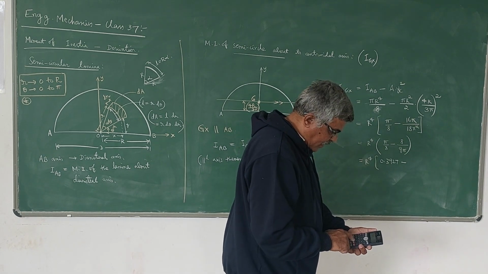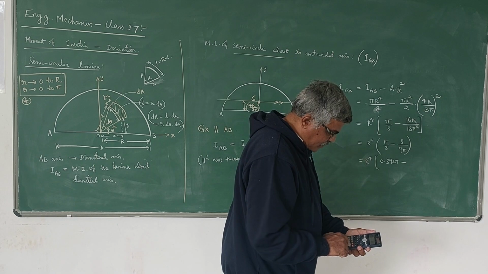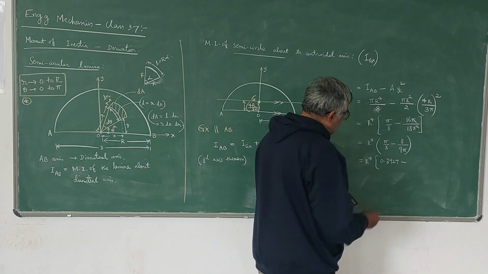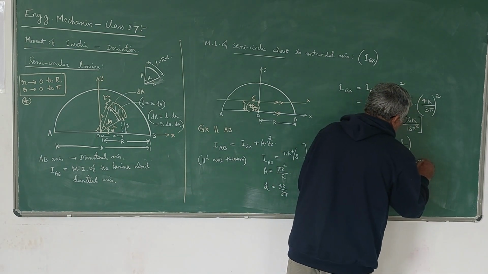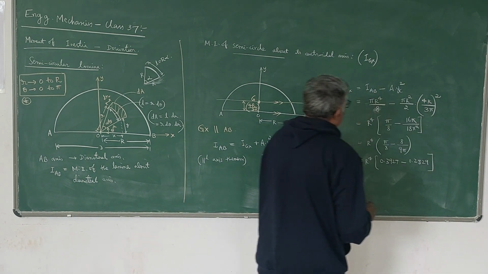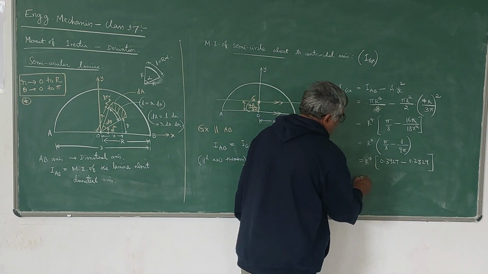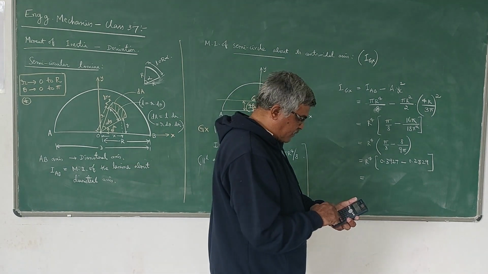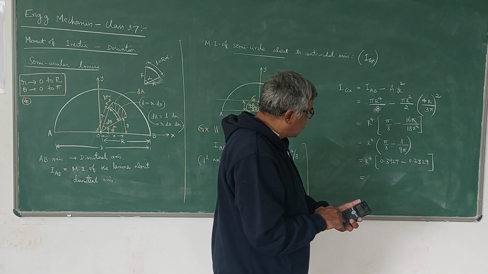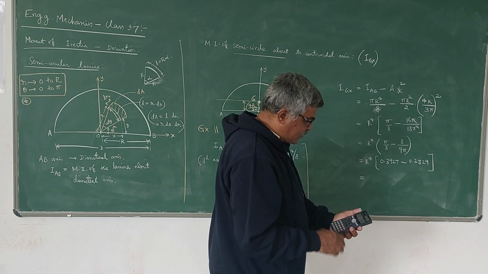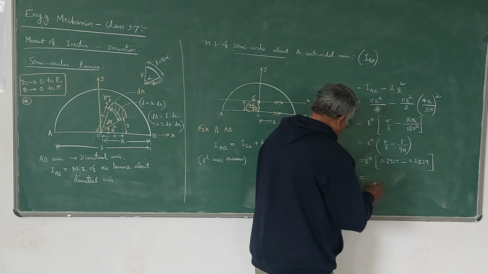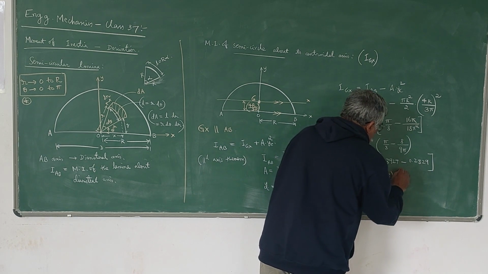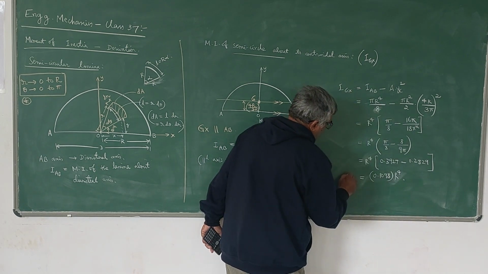8 divided by 9 pi is 0.2829. Now if you simplify this, you will get 0.3927 minus 0.2829. It comes out to 0.1098 r power 4. So this is the expression for IGX.